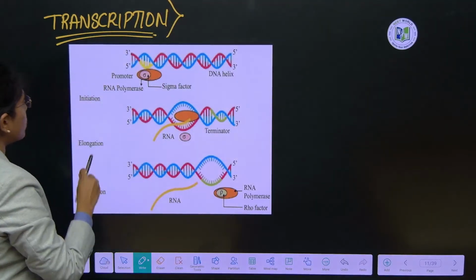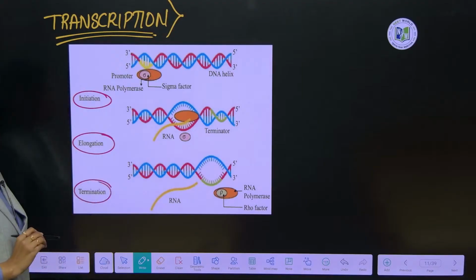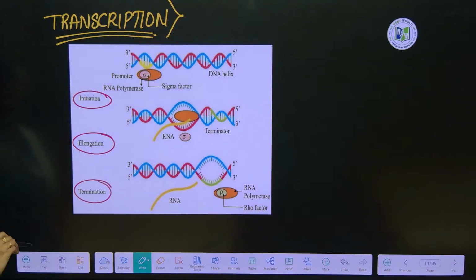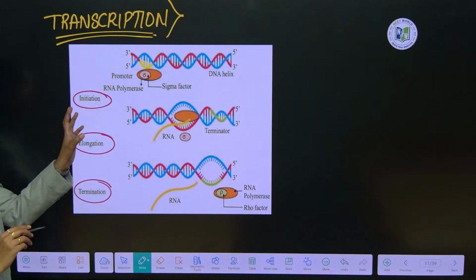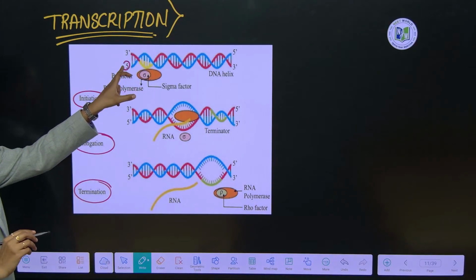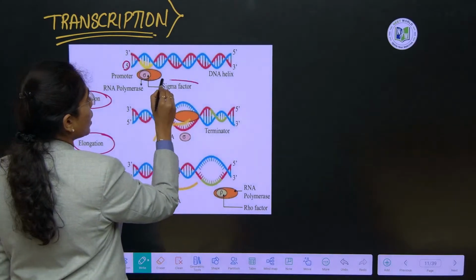Here we go. First with initiation, elongation, termination. Initiation, what happens at the promoter region? Promoter region, we will say promoter region is at what prime end? 5' end of the coding strand. At the promoter region, the sigma factor will come and bind.